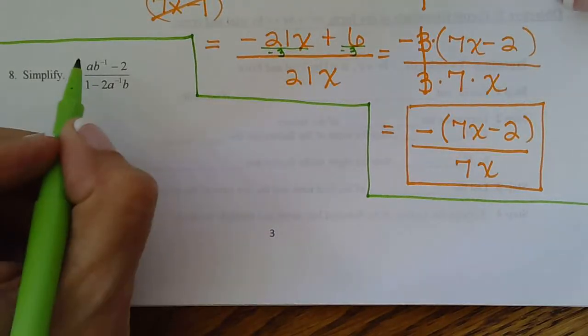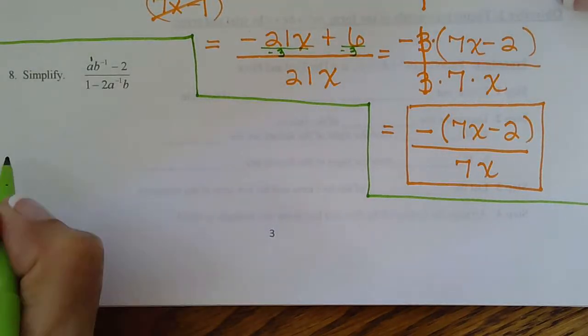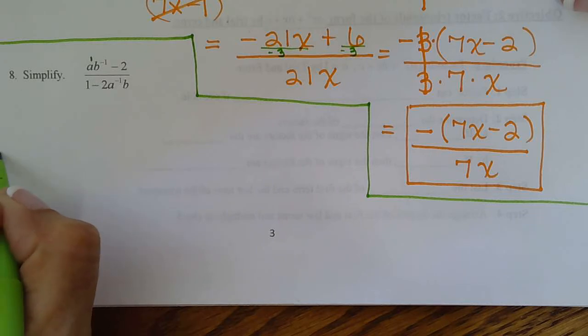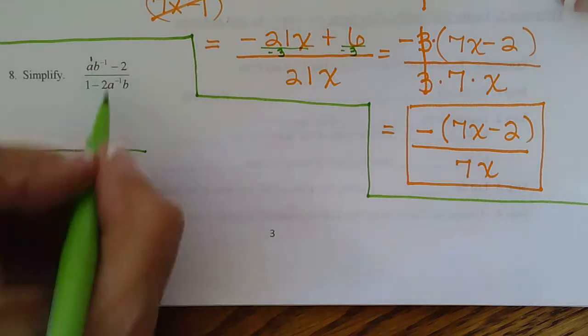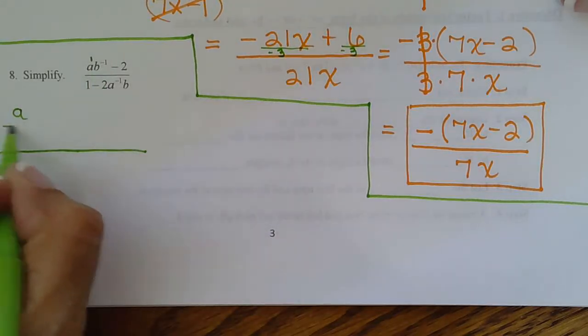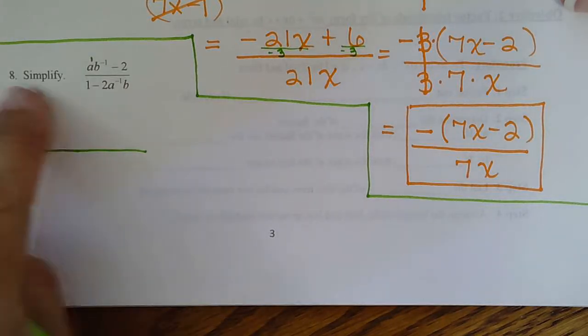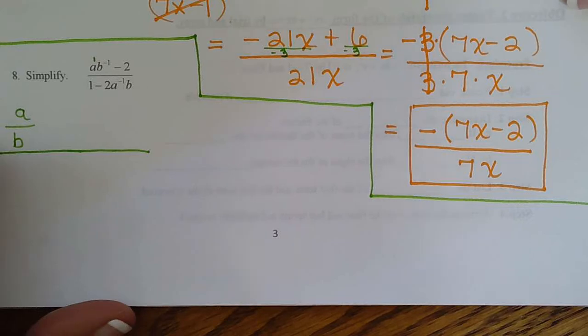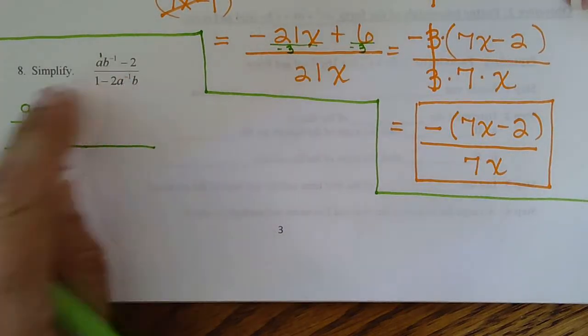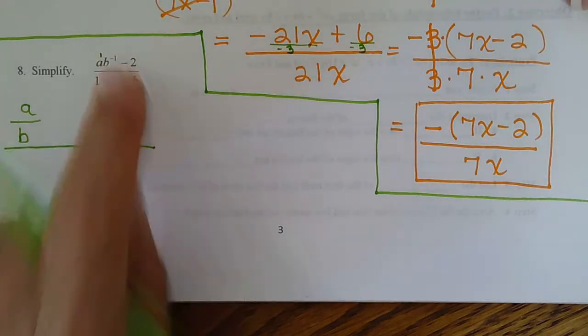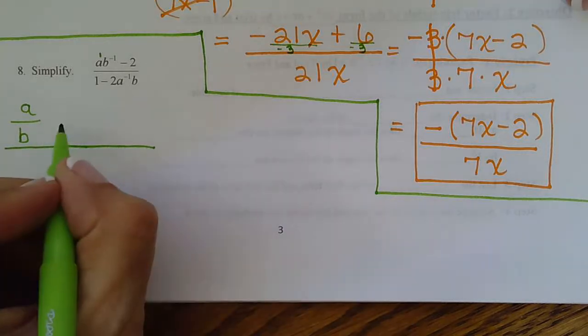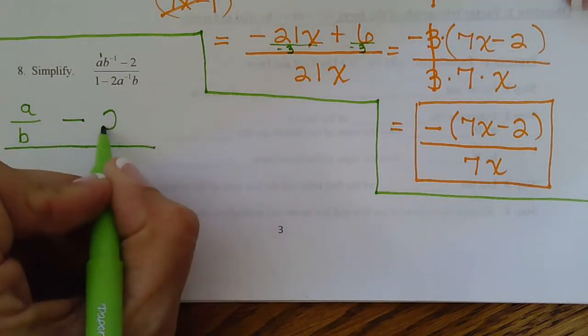So we learned in chapter 4, whatever has a positive exponent stays up. Whatever has a negative exponent goes down. And so what a lot of students want to do is bring the b down here. No, you make it its own fraction on top of the fraction bar. So a stays up, b goes down to make it a positive exponent. And then this is negative 2.